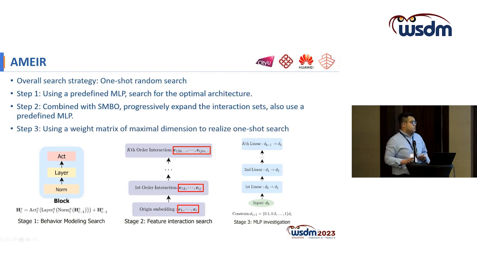And in step three, to find the optimal multi-layer perceptron structures, AMEIR pre-allocates a weight matrix with the maximum dimension for each layer and selects a pyramid sub-matrix according to the searched dimension for the final architecture.